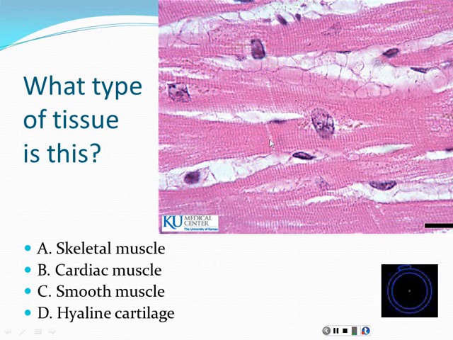And then see here and here where there are these kind of break points. Those are called intercalated discs, and it's how cardiac muscle cells attach together. So that's another thing. If you spot these lines like this, you also know you're looking at cardiac muscle because the other two muscle types don't have those.